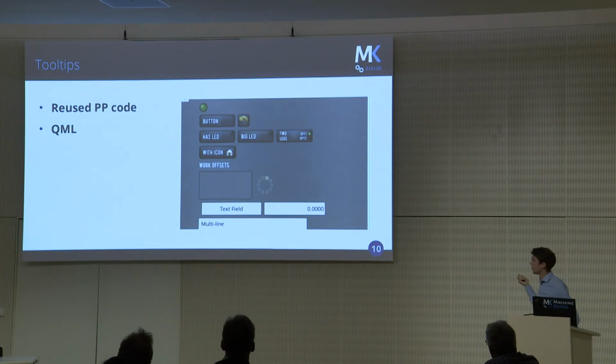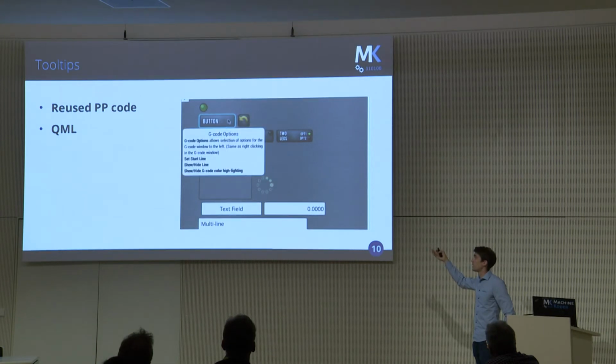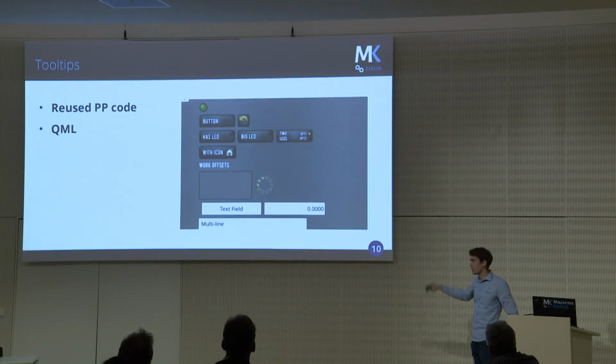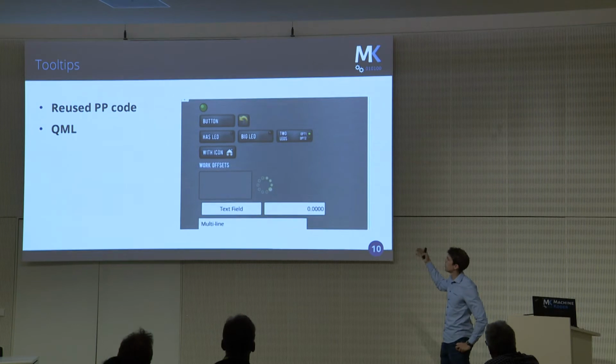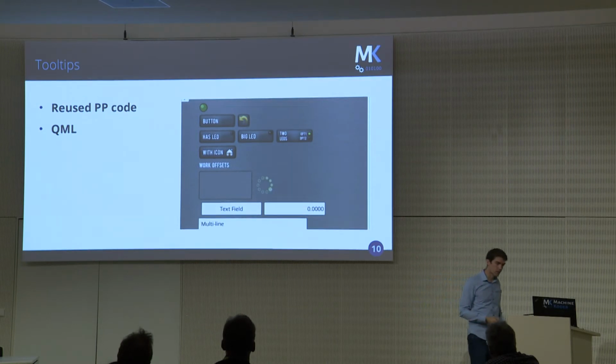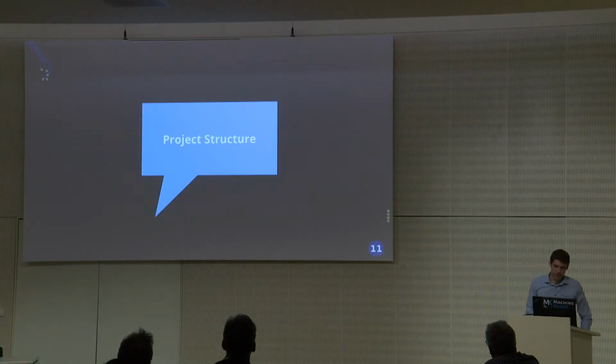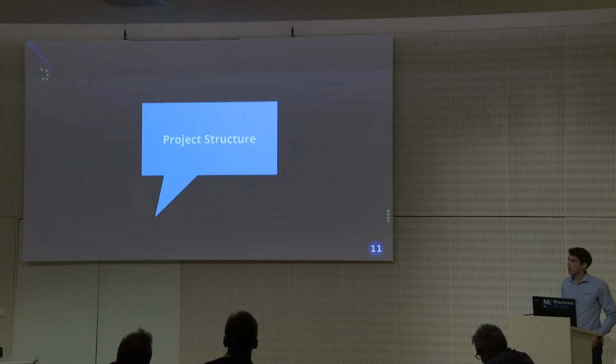Another feature we could reuse were the tooltips that were already available in the old UI, which was implemented in Python. So we could reuse the code that generates the tooltips, basically. And that's possible because we use QML. QML is very easy to use, and on the other hand, Python, because we can reuse existing code.